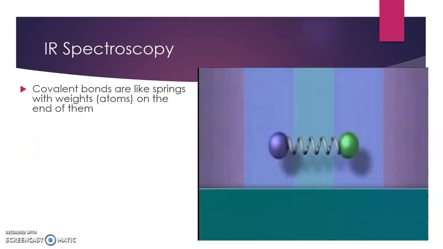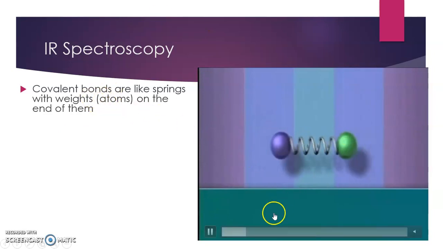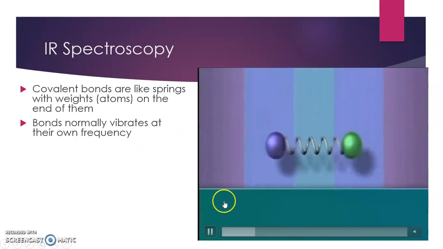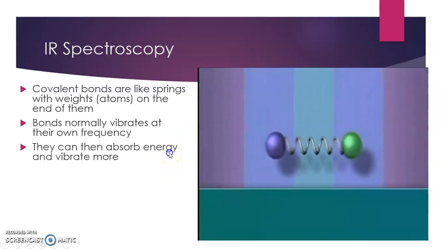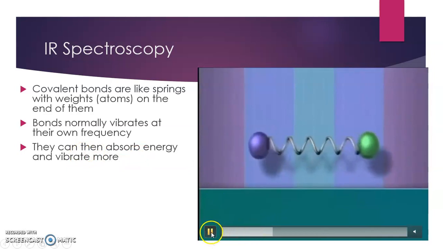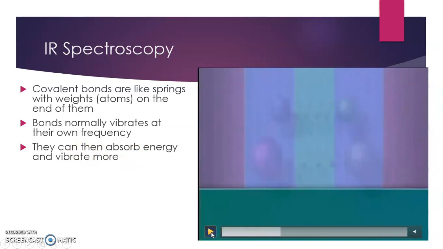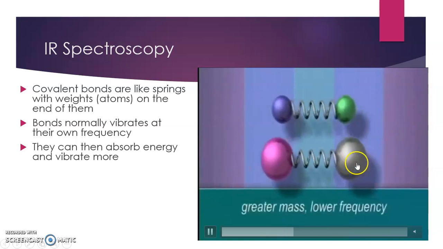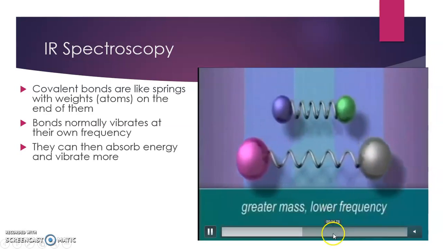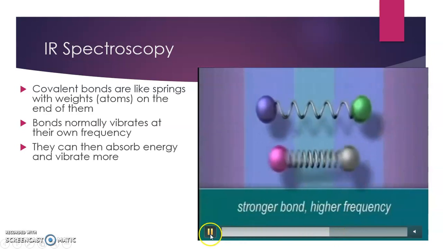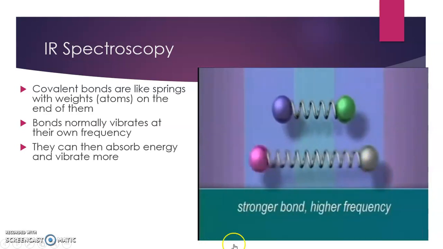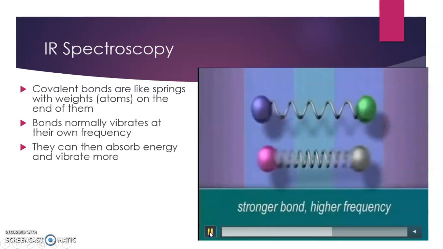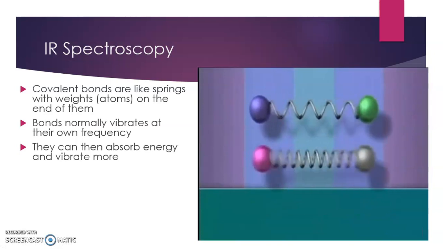Okay. So IR, how does IR work? Well, normally covalent bonds can be thought of like springs with weights on the end of them. So they normally vibrate at their own frequency. They can also absorb energy and vibrate more. So the vibration of different bonds will be different. Have a look. If you have heavier atoms on both sides of the bond, then the vibration will naturally be slower. Okay? If you have stronger bonds and relatively lighter atoms, then the bond itself will vibrate slightly faster, at a higher frequency, right?